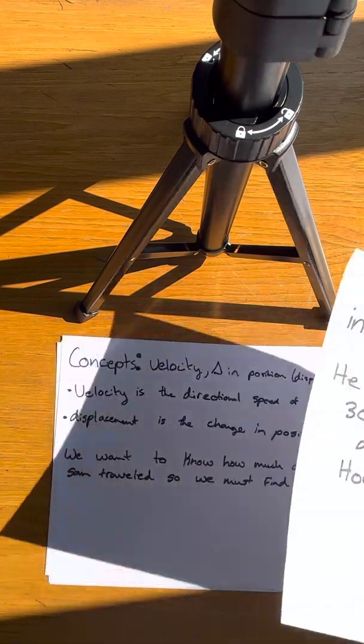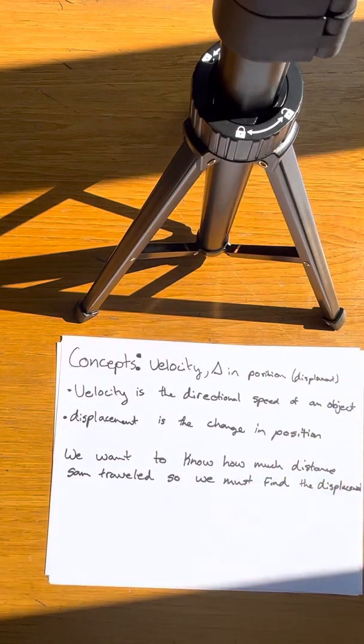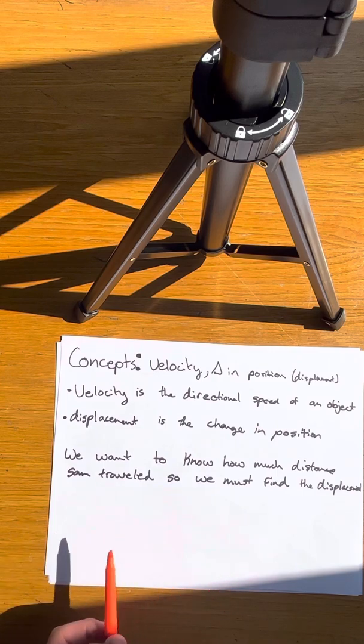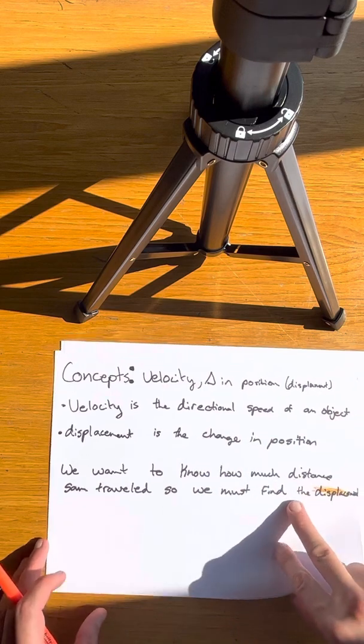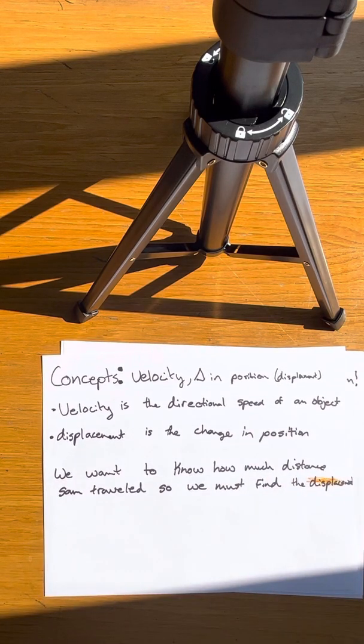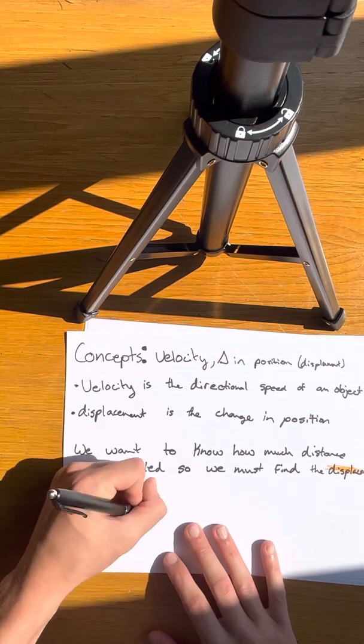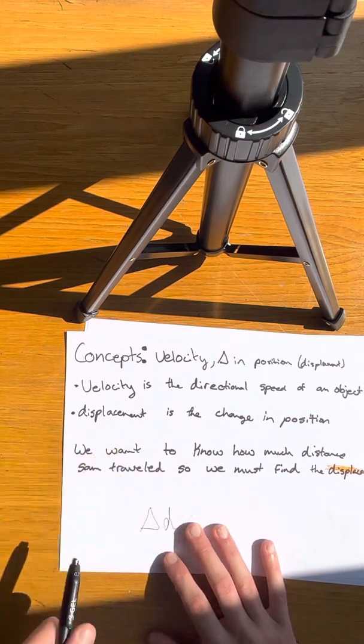That's the picture. Concepts we're going to be going over are velocity and change in position, or displacement. Velocity is the directional speed of an object, and displacement is the change in position. We want to know how much distance Sam traveled, so we must find the displacement. We're going to show displacement by change in d.